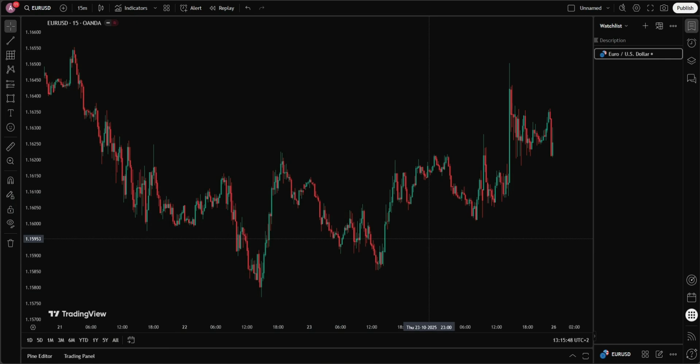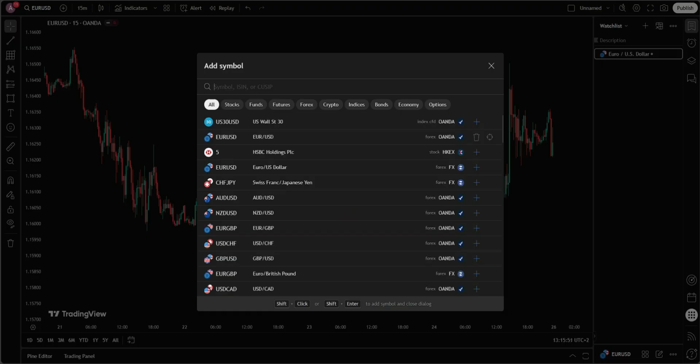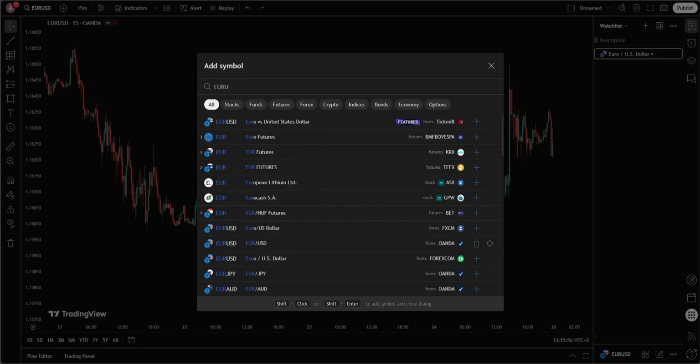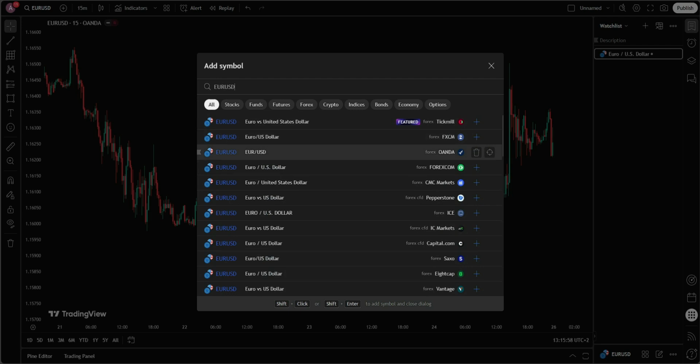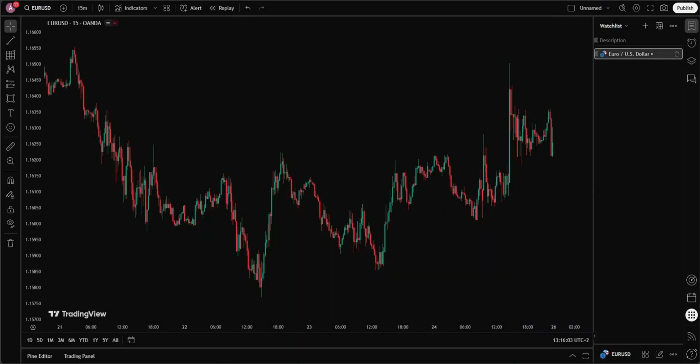in this course. The first thing I want you to do is come here and add this pair to your chart. Make sure you select this exact broker, because from experience, this one provides cleaner and more accurate price data for our style of trading. An important tip at the beginning of your trading journey: always work with only one pair.